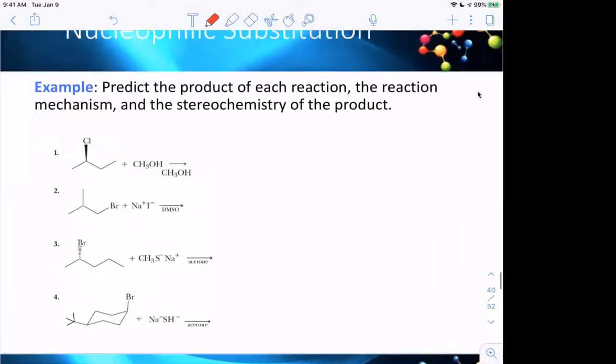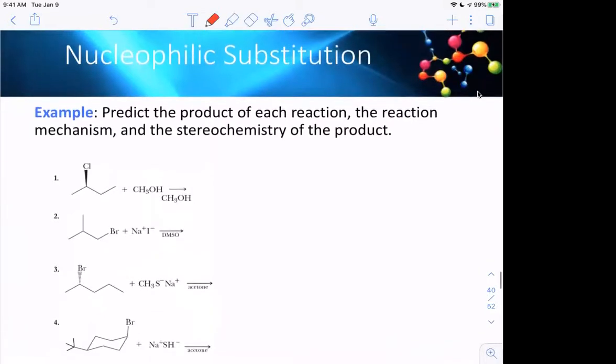Okay, here are the things that you're going to have to do in order to figure out how to predict the product. Here are some examples. Predict the product of each reaction. What is the reaction mechanism? Is it SN1 or SN2? These are all substitution reactions, and I want to pay attention to the stereochemistry.